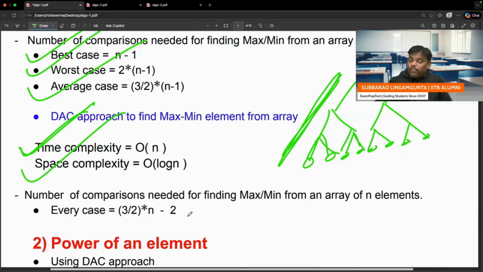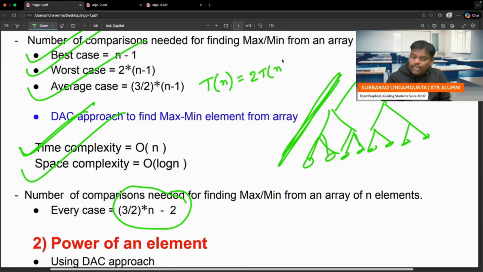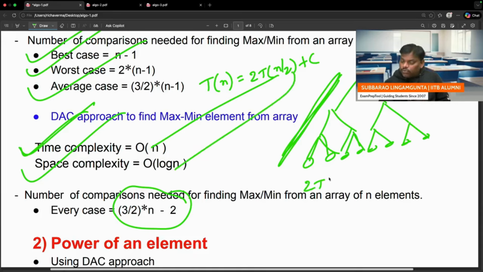Next, the number of comparisons needed for finding maximum and minimum using divide and conquer is going to be every time 3 by 2 into n minus 2. Some recurrence relation will come. So this is the recurrence relation for time complexity: T(n) = 2T(n/2) + c. If you solve this, you will get time complexity order of n. Because of by 2, stack space is log n. And the comparisons are 2T(n/2) + 1, I think, to find maximum and minimum.